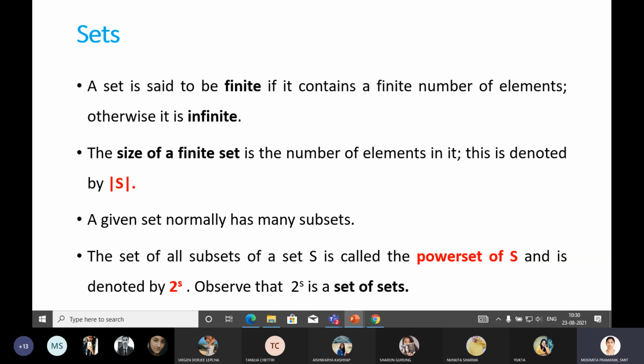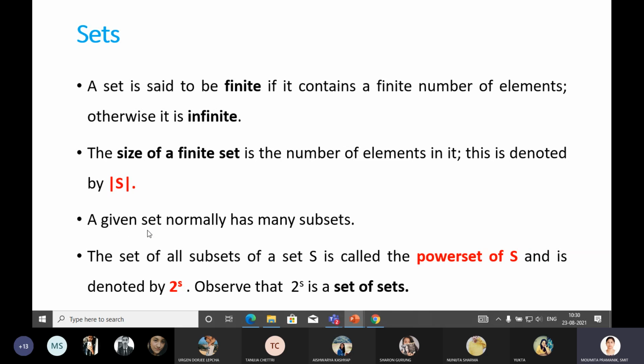We also have the concept that a set could be a finite set when it has a finite number of elements. Otherwise, if it goes to infinity, then you can say this set is an infinite set. We can find out the size of a finite set because the number of elements is defined, and it is represented with bars around the set name.